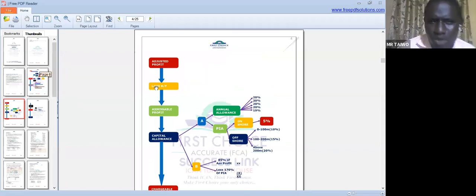Now, if you get adjusted profit, you less your loss brought forward from the previous period. You less it, you have what? Assessable profit. Now, your assessable profit is what you now less your capital allowance.